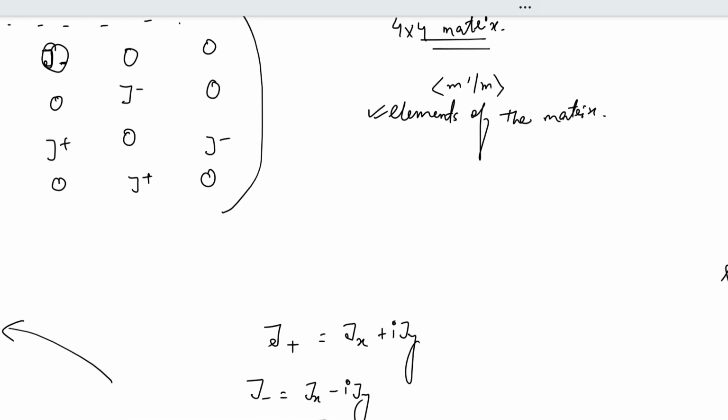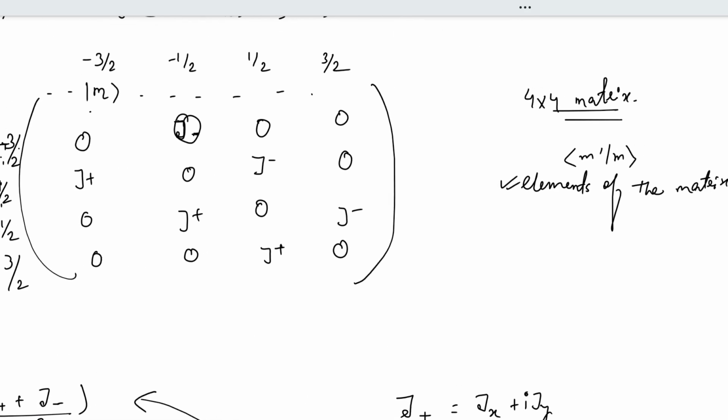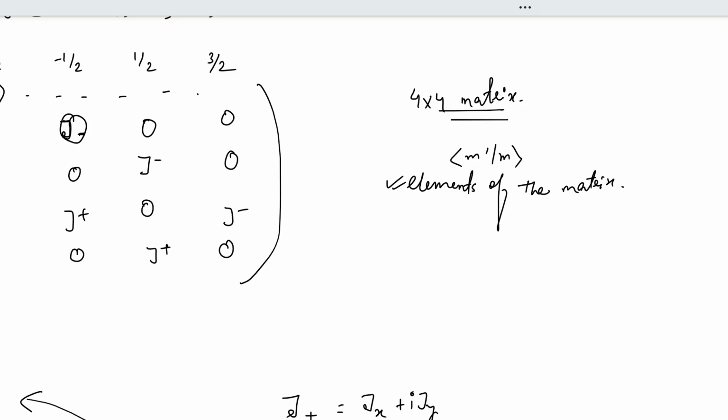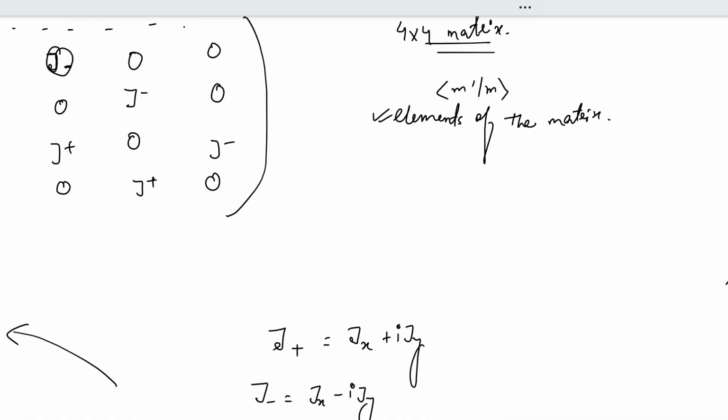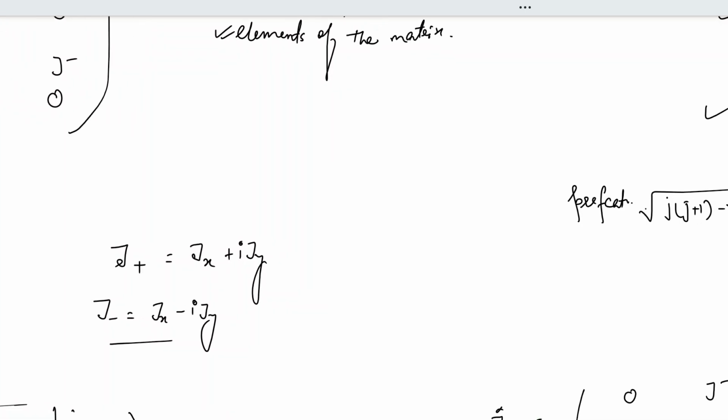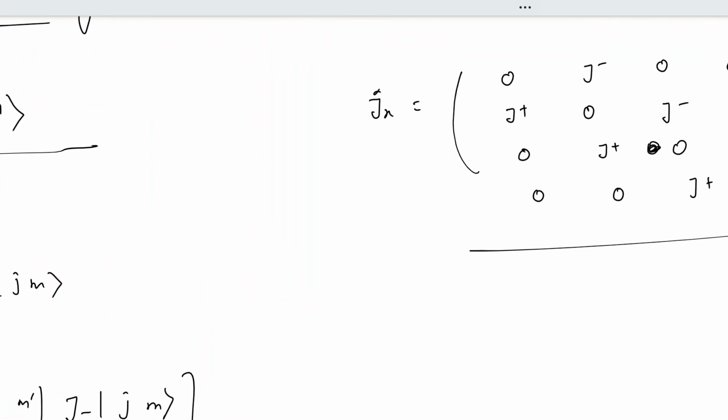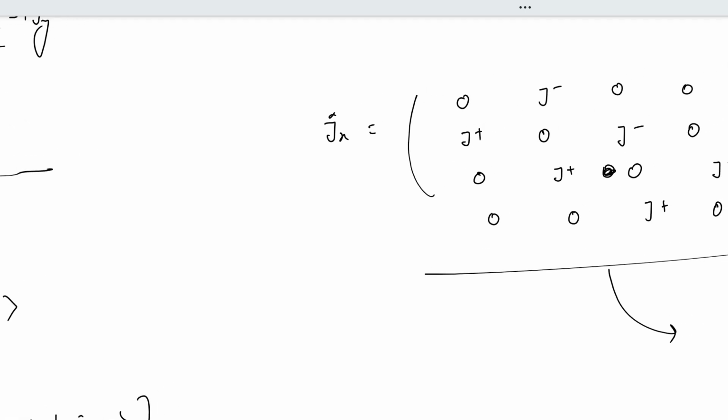So you can further write the Jx cap matrix as 0, operating by j minus, 0 0, j plus, 0, j minus, 0 0, j plus, 0, j minus, 0 0, j plus, 0. Now this is your form. Wherever you have j plus, you have to operate the element by acting j plus. So what is in the first case, j minus is this.